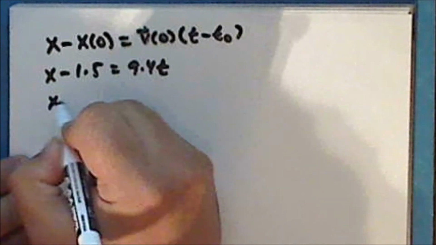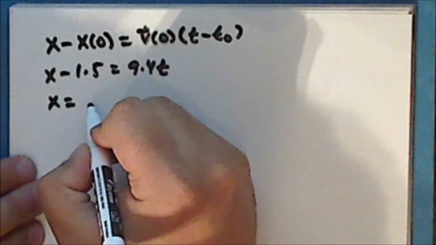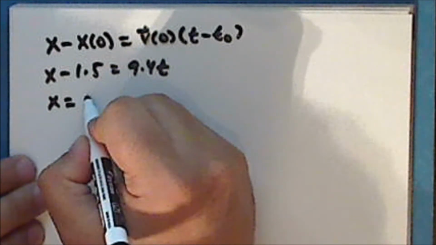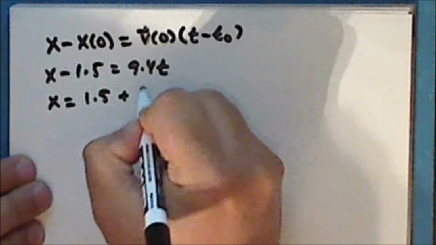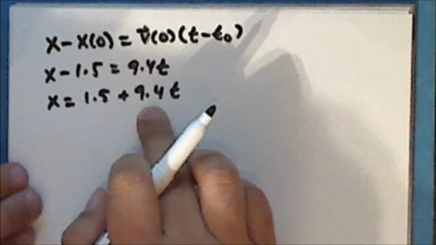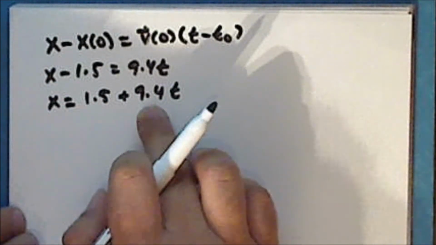So that the equation for the line tangent to the position function at the time t equals 0 is 1.5 plus 9.4 times t. Again, notice that the slope of this line is the velocity at that time.